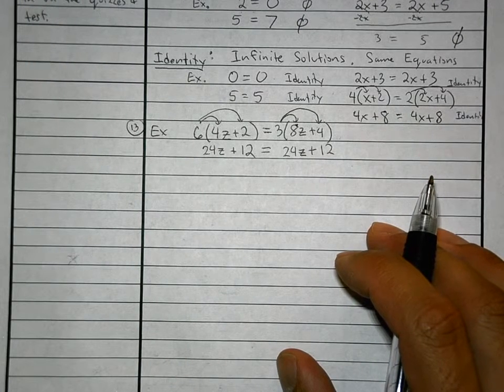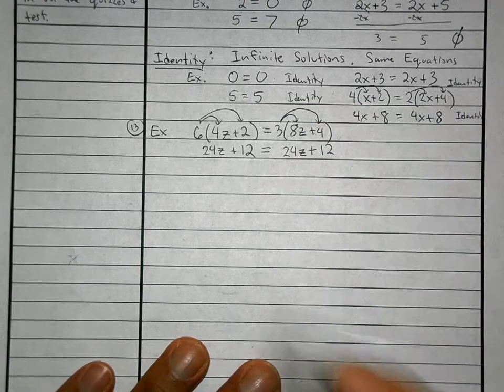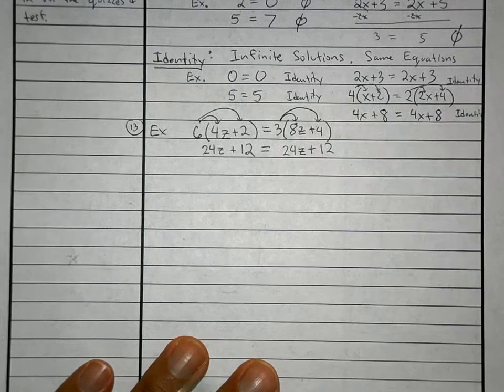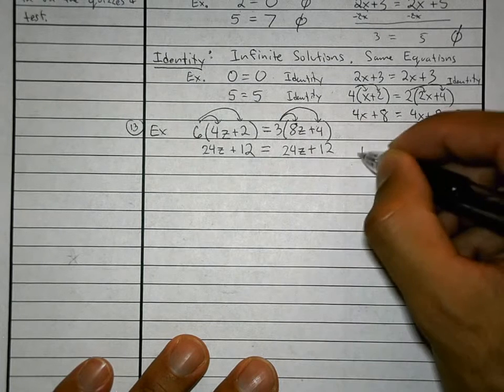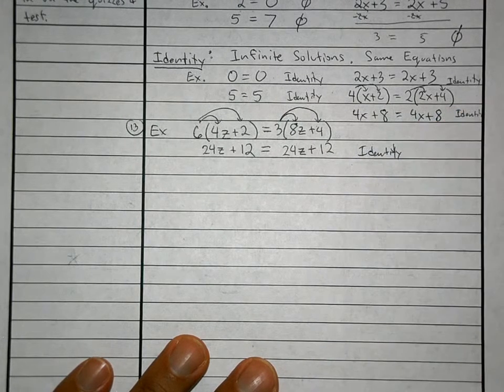Now I could keep going. But at this point, I want you to recognize something. Look at it. Look at it. Kyler, look at it and tell me, what does it mean? How come? As soon as you know, stop and write identity, because they're the same thing as Kyler said.